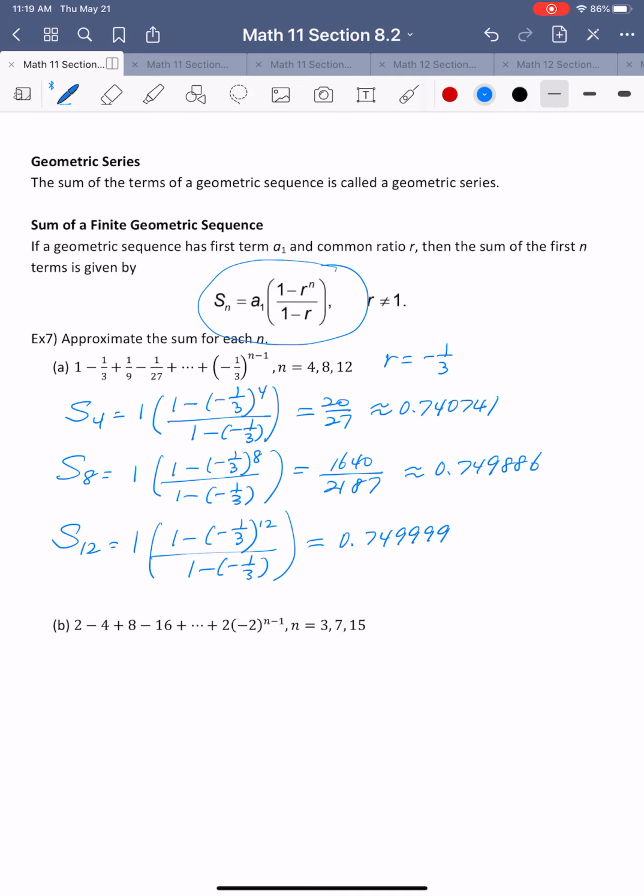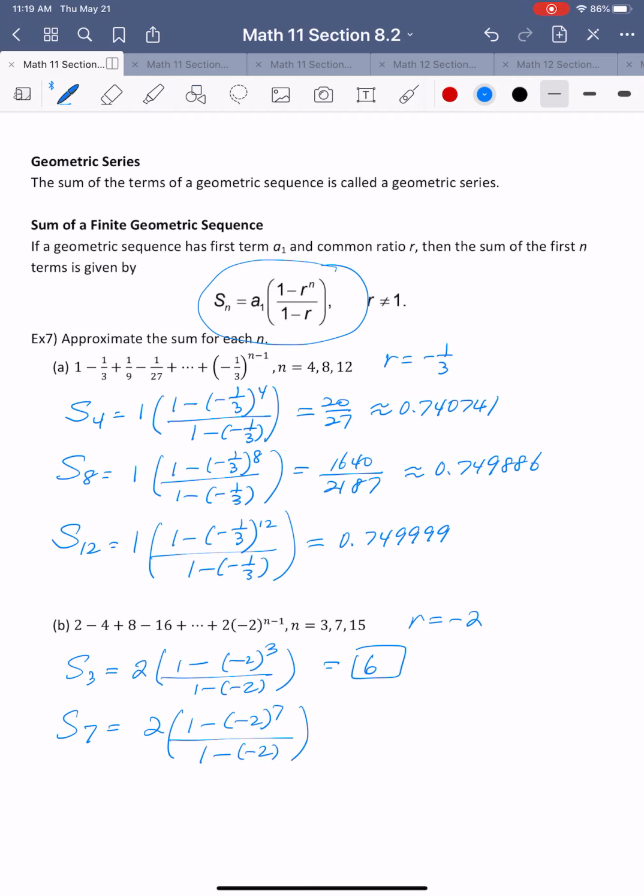All right, same as here too. So S sub 3, for problem 15, right? Where a sub 1 is 2 and r is negative 2. So 2 times 1 minus negative 2 to the third power over 1 minus negative 2. I got about 6. And S sub 7 is 2 times 1 minus negative 2 to the 7th power over 1 minus negative 2. I got about 86. And S sub 15 is 2 times 1 minus negative 2 to the 15th power over 1 minus negative 2, which is 21,846.